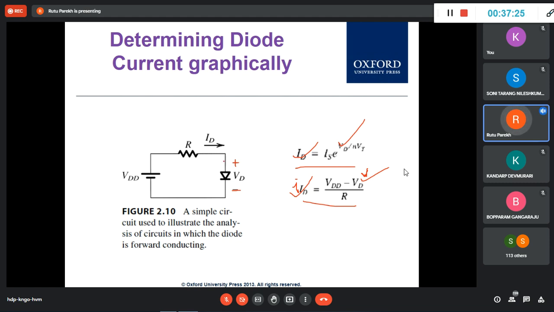Now that whole range is what? This whole range cannot be greater than your supply. So what I will vary is this point, I'll vary from 0 to VDD. This is your supply. This voltage here cannot be greater than this.